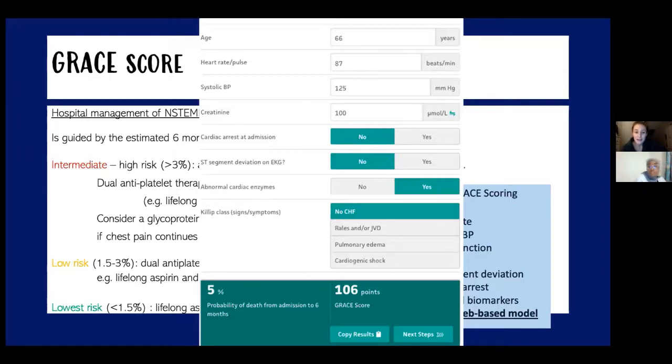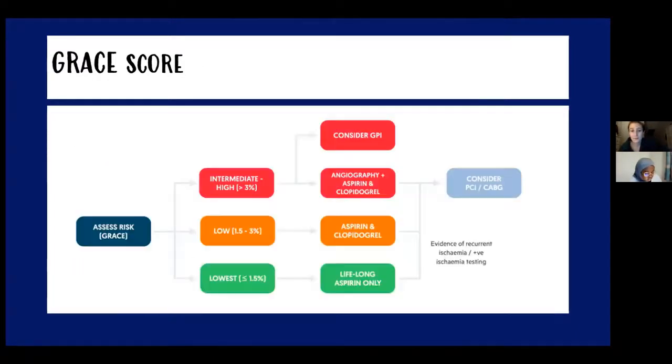His Killip class, that looks at if they've got any heart failure symptoms, and that forms part of the GRACE criteria. So this guy didn't have any. He didn't have any edema. He didn't have raised JVP, anything like that. So his score would be a 5% probability of death from admission in six months' time, and he would score 106 points. So you would never need to know this. This would be something you do in the department, like popping the numbers in and acting on the results. And that's what we do. That was again a Pulse Notes diagram. Cannot take any credit for that.